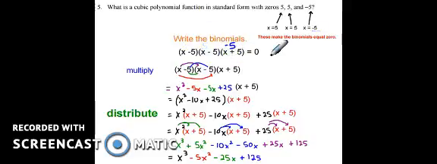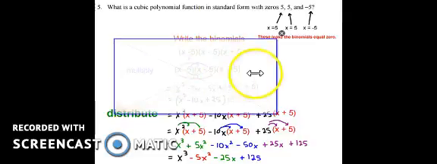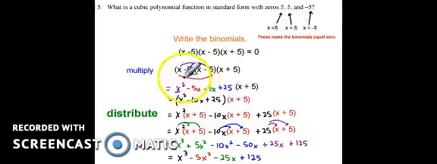To figure out what the polynomial is, I need to go ahead and multiply this. So I'm going to multiply my first two binomials together by using FOIL. So my first terms, x times x is x squared. My outer term, x times -5, that's how I got that -5x. My inner term, -5 times 5x minus 5x. And then my last term, -5 times -5 is 25.